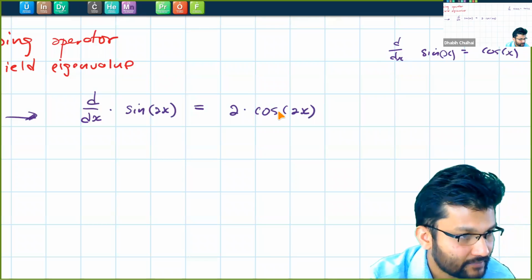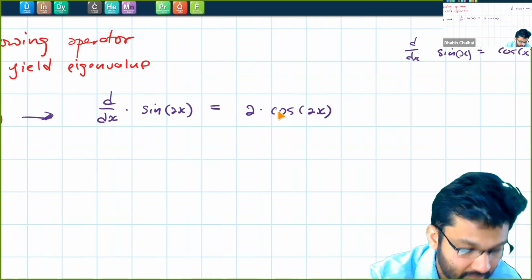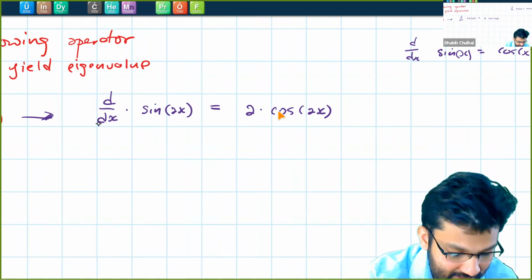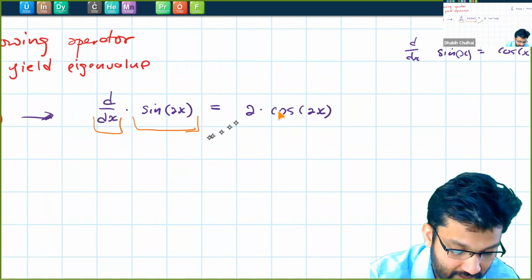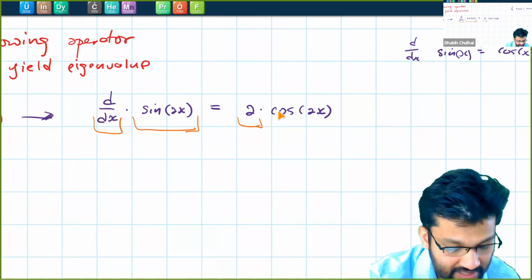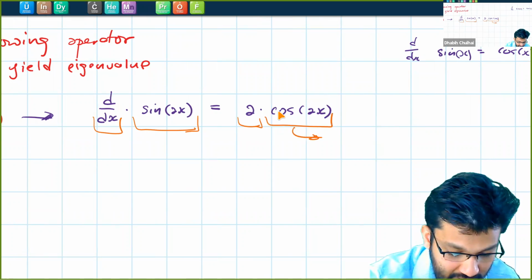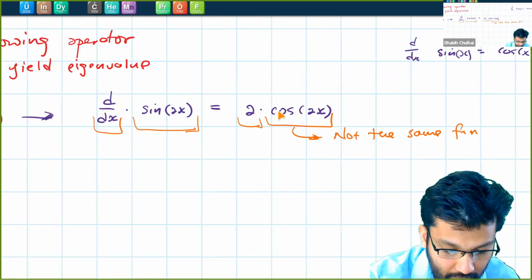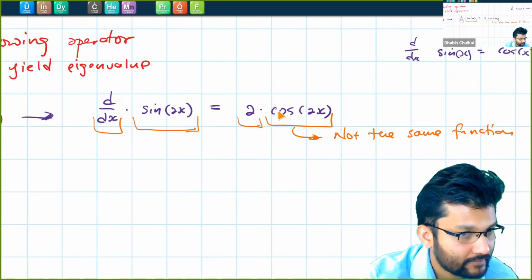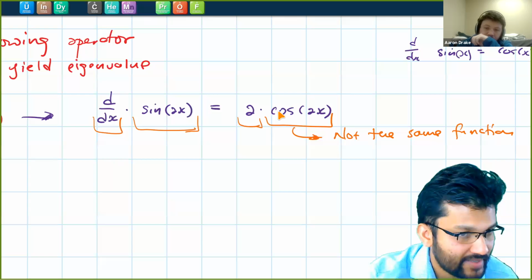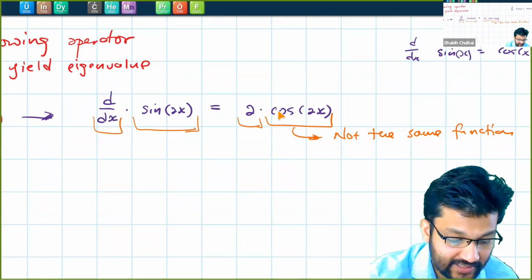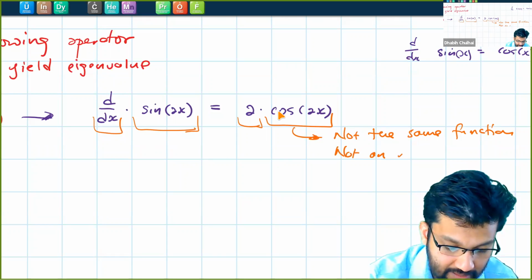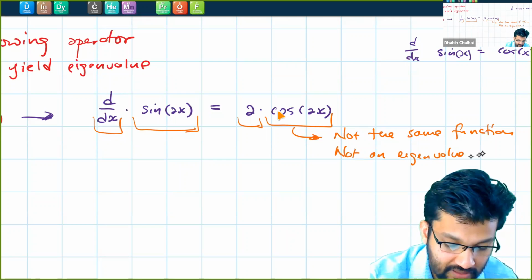Does that make sense? All right, now let's examine this to see whether it's an eigenvalue equation. And right away, you're probably thinking, no, it's not. Because here's the operator, here's the function. Here's a number, that could be the eigenvalue, but this is not the same function. So as soon as you see that it's not the same function, this means that it's not an eigenvalue equation.